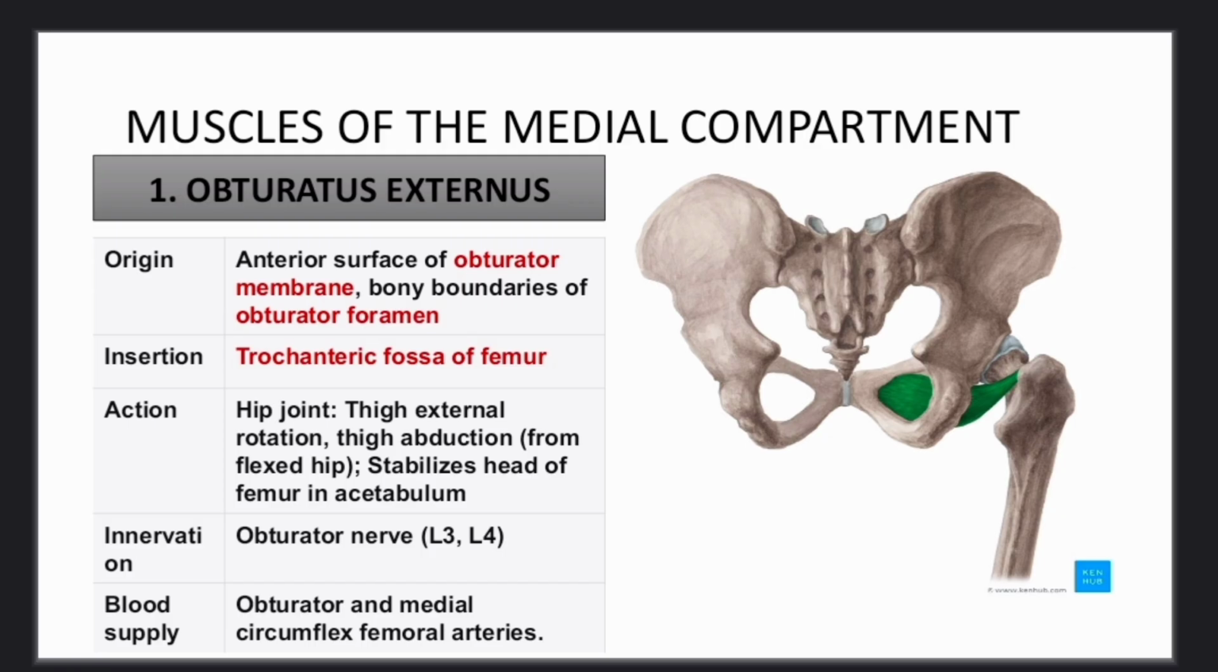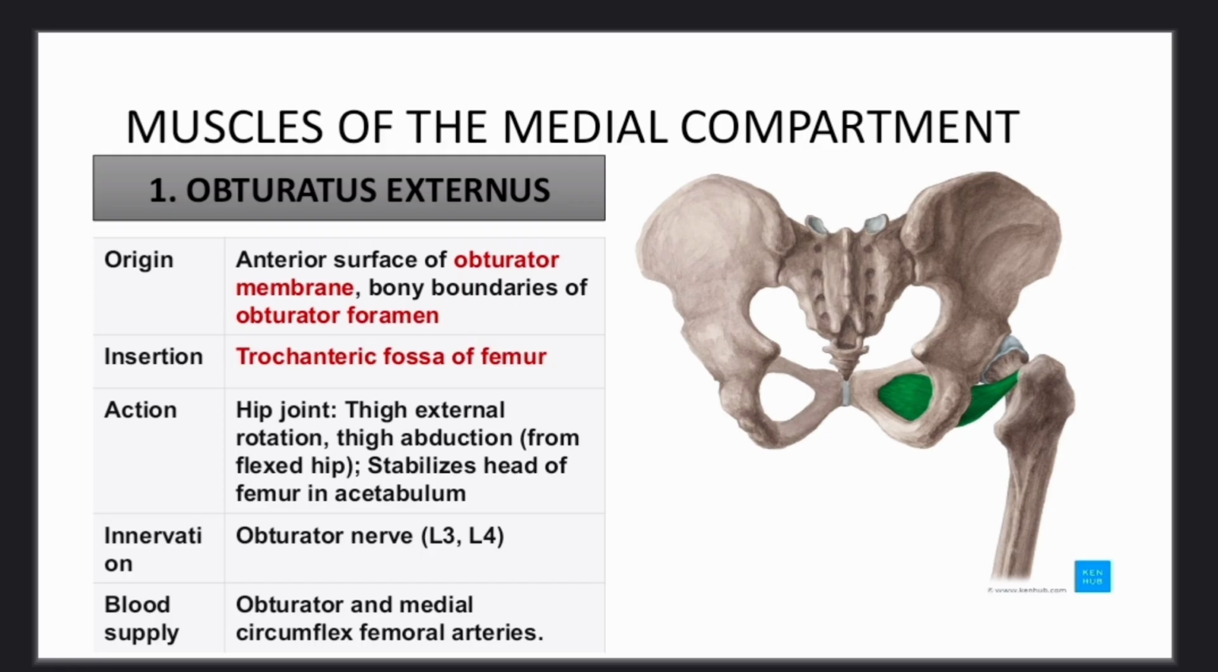And actions at the hip joint: it performs external rotation of the thigh. It also assists in abduction of the thigh when the hip is flexed, and it helps to stabilize the head of the femur within the acetabulum. Innervation: it's supplied by the obturator nerve with nerve roots from L3 and L4. Blood supply is provided by the obturator artery and the medial circumflex femoral artery.